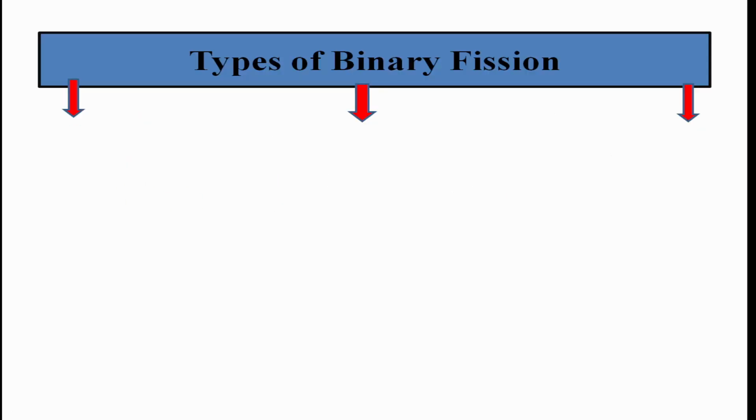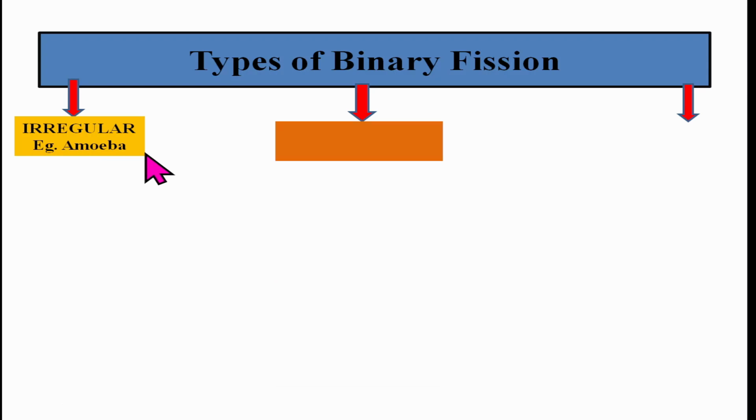Then let's move to the next point, that is types of binary fission. Now let me tell you what are the types of binary fission. The first one is irregular binary fission. The example will be, as I told, amoeba. Why irregular? Because amoeba has an irregular shape. It doesn't have a fixed shape. So during formation of daughter cells also, the daughter cells will form irregularly. And so the common example of irregular binary fission is amoeba.